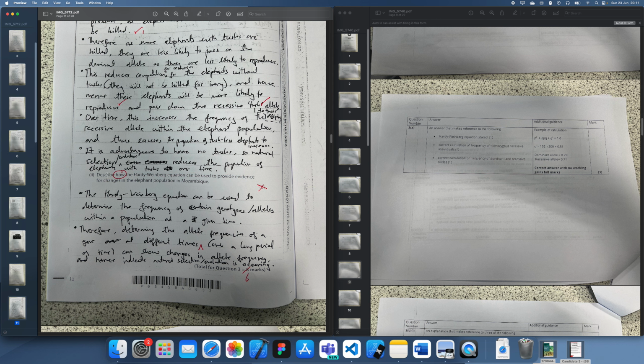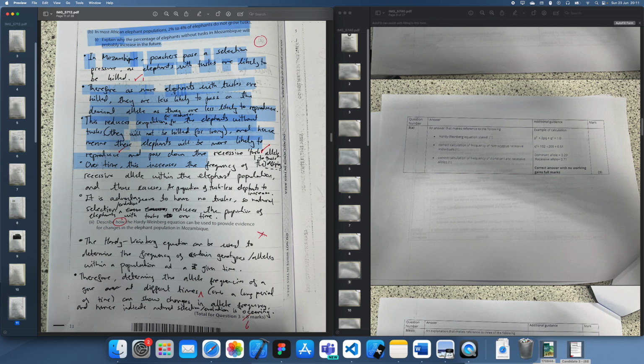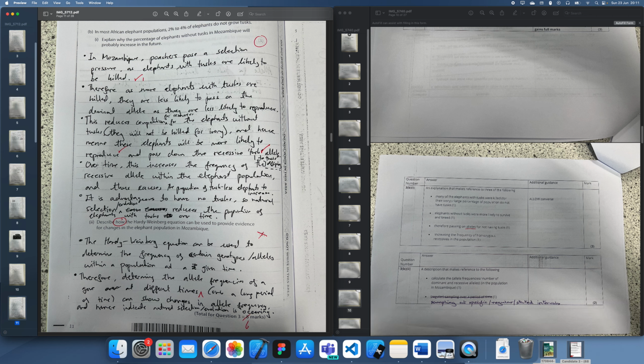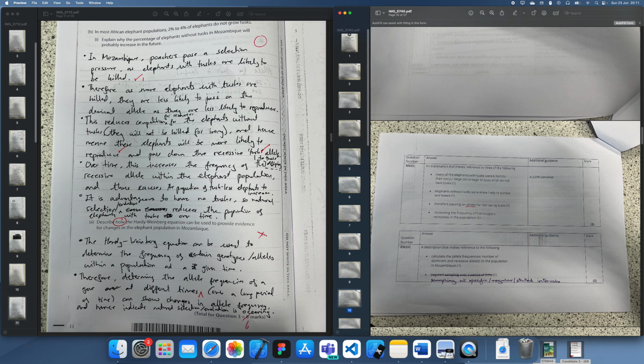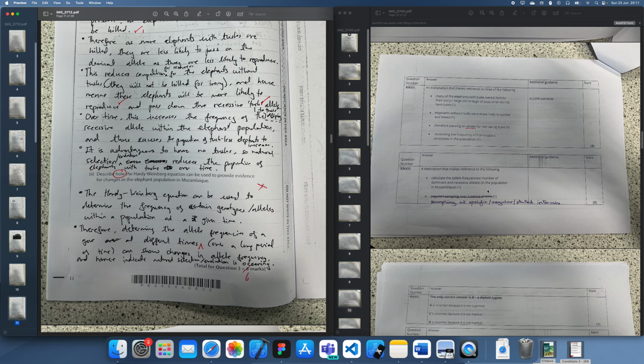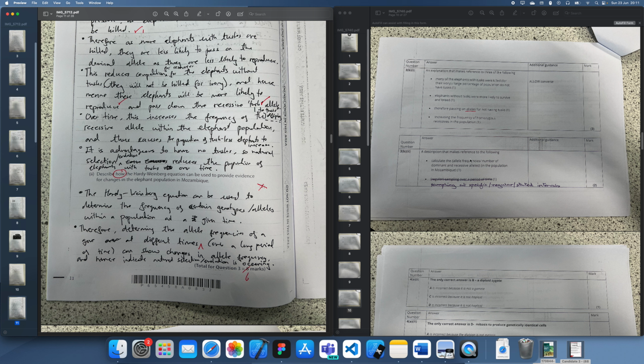yeah, I've actually not managed to get this mark. This was a natural selection question, but it was asking why the selection pressure was the fact that they had tusks, so relatively simple there. But I haven't actually managed to get these two marks. Let's see what's going on here.